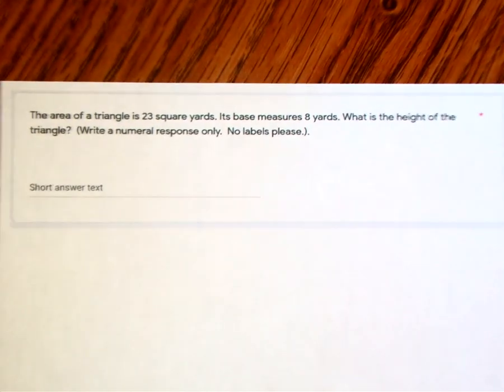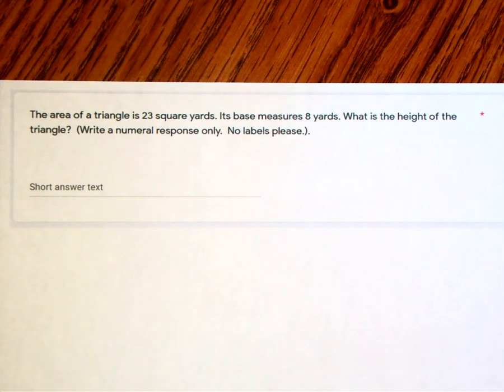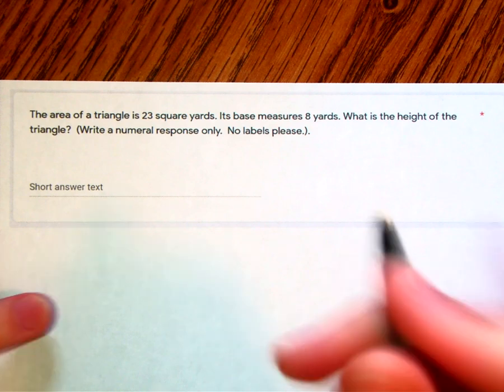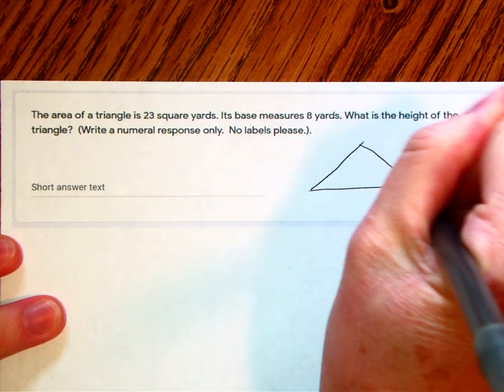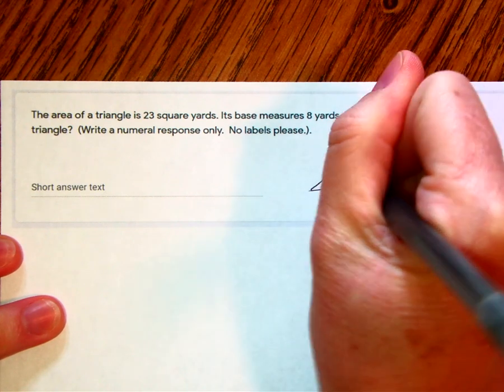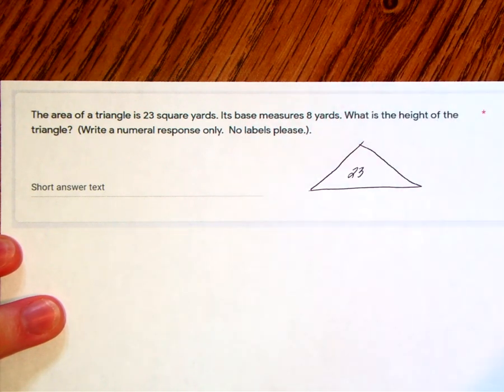It's going to look so simple, but it's harder than it looks. So the area of a triangle is 23 square yards. Okay? Its base is 8 yards. What is the height? Now, you might be a visual sort of person, so you might be thinking, all right, I've got my little triangle. Boom. And the whole thing is 23 square yards.